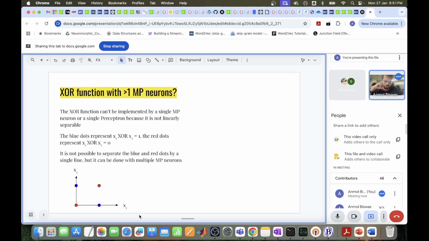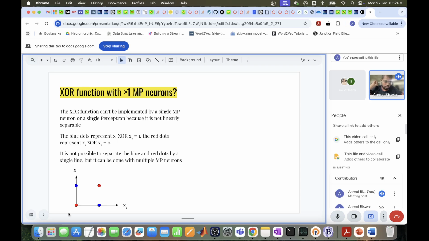If you draw the XOR function on two inputs, you have 4 points: 0,0; 1,0; 0,1; and 1,1. Your XOR will give a zero output at 0,0, and it will give a zero output at 1,1. And it will give one output at 1,0 and 0,1. This is the very simple definition of the exclusive OR function.